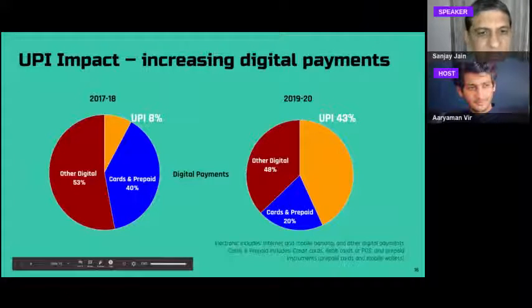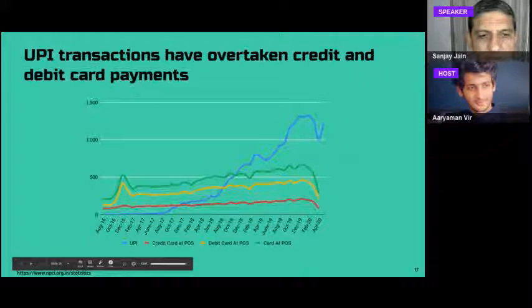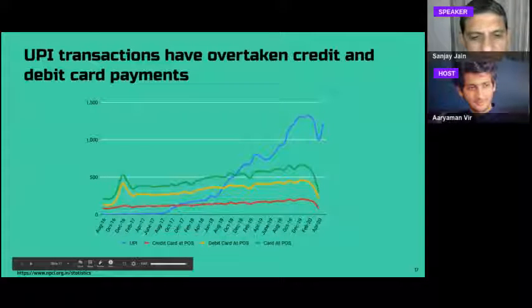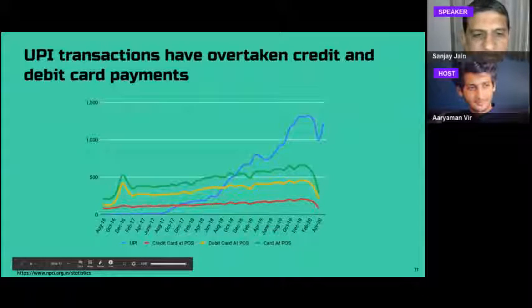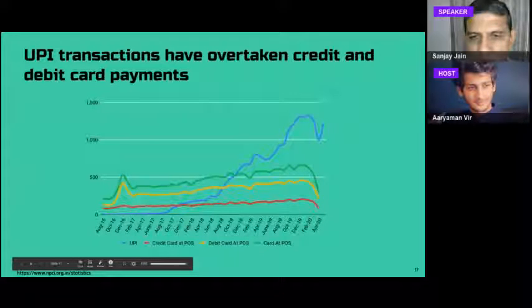This is shown even more dramatically here, where in 2016 you started at zero, and within about a year or so, UPI overtook credit card transactions at point of sale. In another year, it crossed the debit card transactions at the point of sale. In a few months, it went past combined debit and credit cards throughout.